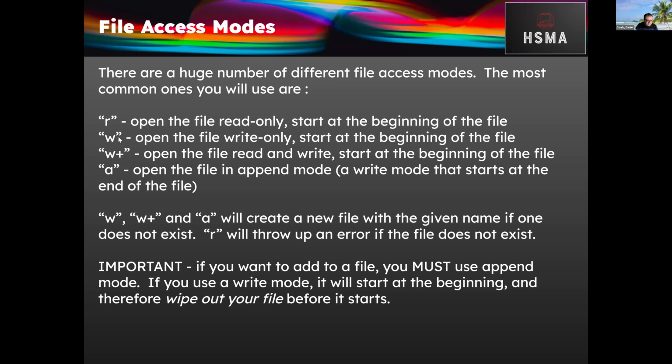Now, it's important to state that the W, W plus, and A modes will create a new file with whatever file name you've given if that file does not exist. Okay, so if that file doesn't already exist, it will create a brand new file. But it won't do that if you use a read mode, because obviously that doesn't make sense. If you're opening it in read mode, it needs to read something. If that file doesn't exist, it can't do that. And it will then throw up an error, which hopefully you've caught via an exception handle.